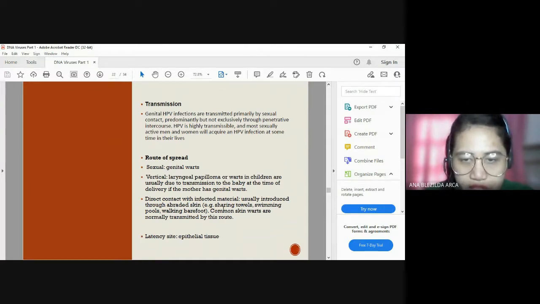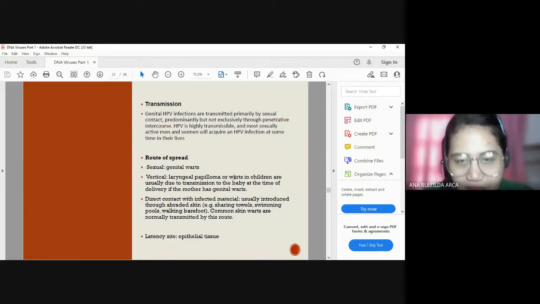Or you are swimming in public places, sa mga swimming pool ng public, walking barefoot, dyan, pwede mo makuha yung skin warts. Okay? Pero skin warts lang naman yon, walang problema dyan. Pero kapag sa genitals mo nakita, sa vagina and your testes, ang tawag doon ay genital warts. So makukuha mo yan through sexual contact.